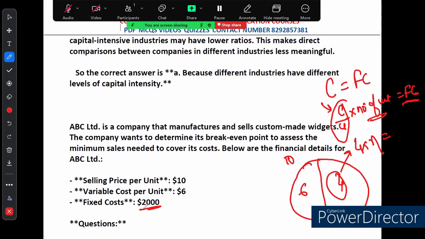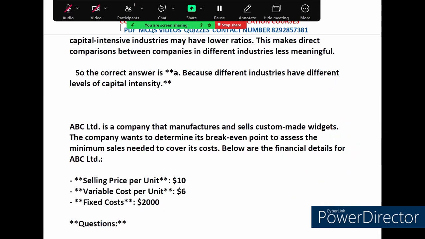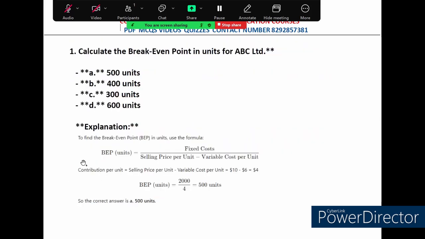So this 500 units is our break-even point. What does it mean? That means ABC Limited needs to sell 500 widgets to cover all its fixed and variable cost. There will be no profit, but it will be able to cover its fixed and variable cost.